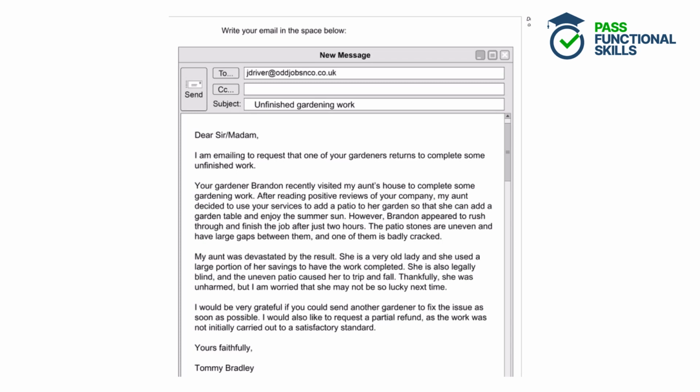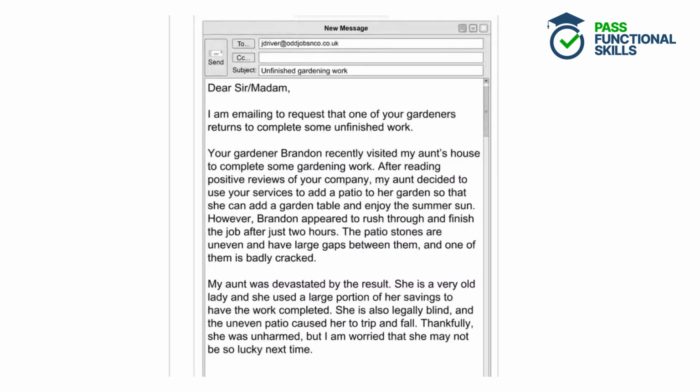I would be very grateful if you could send another gardener to fix the issue as soon as possible. I would also like to request a partial refund, as the work was not initially carried out to a satisfactory standard. Yours faithfully, Tommy Bradley. So again, let's look at how the answer addresses the marking criteria. And we'll start again with punctuation.